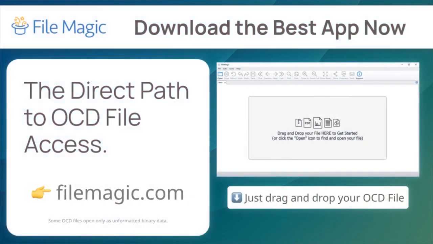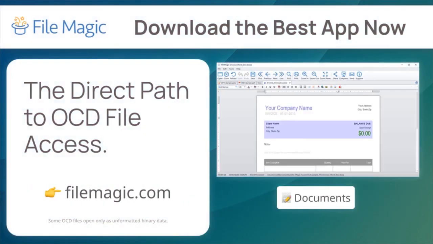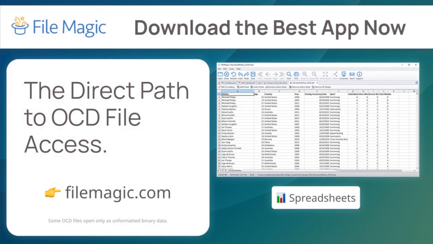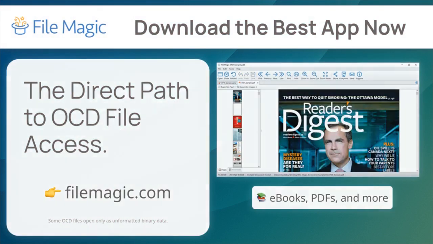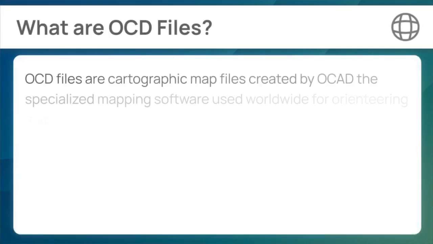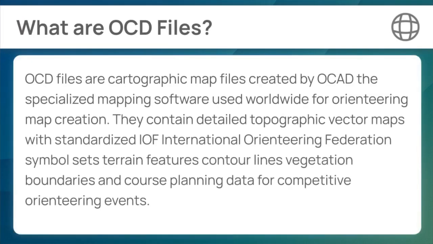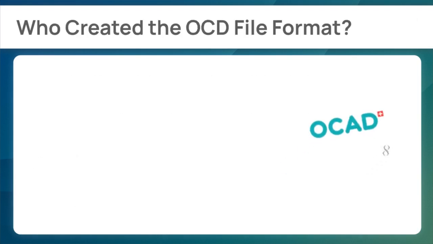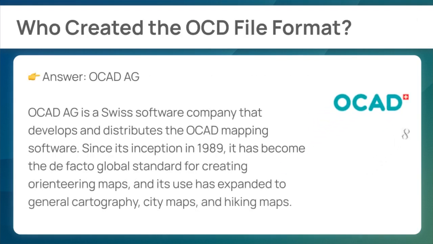Near the end, we'll discuss the essential features of a professional-grade OCD file inspection tool that supports hundreds of other formats as well. OCD files are cartographic map files created by OCAD, the specialized mapping software used worldwide for orienteering map creation. They contain detailed topographic vector maps with standardized IOF (International Orienteering Federation) symbol sets, terrain features, contour lines, vegetation boundaries, and course planning data for competitive orienteering events.